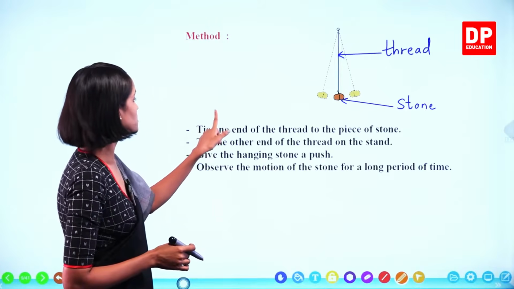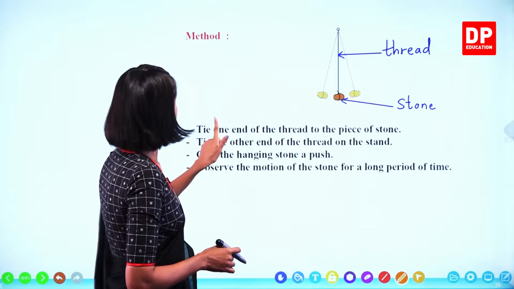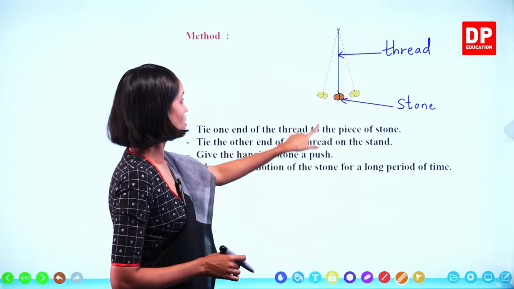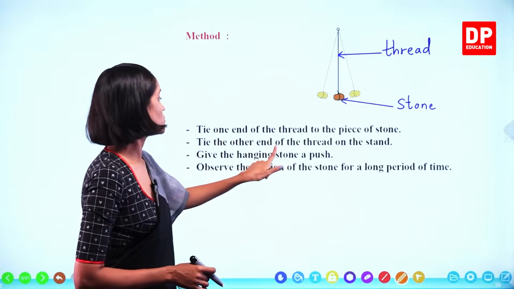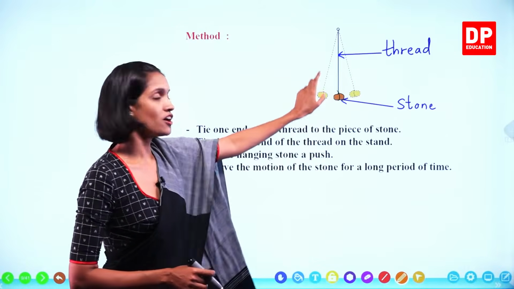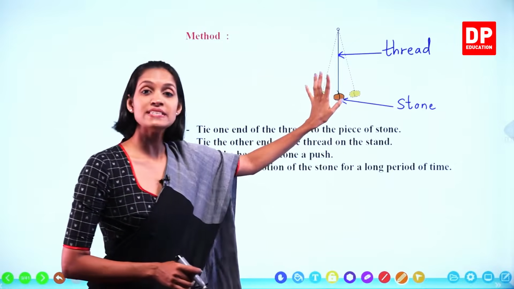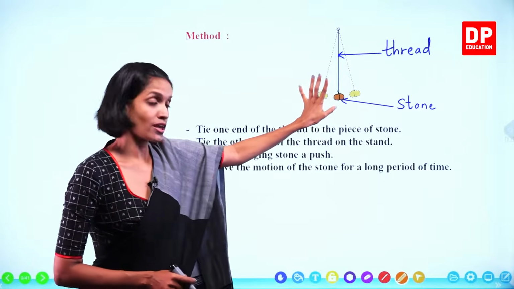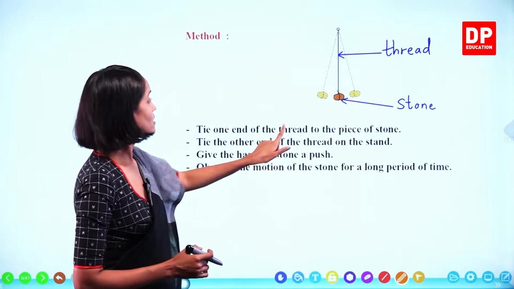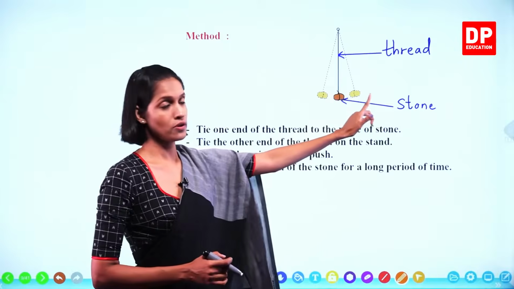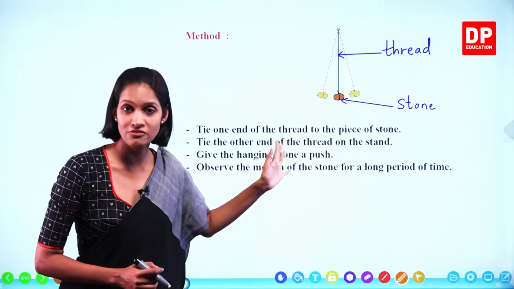So how to do the activity? Tie one end of the thread to the piece of stone like this. Tie the other end of the thread on the stand. After hanging this, the stone should be still, without moving. Then give the hanging stone a push. You have to push it a little bit and observe what happens.